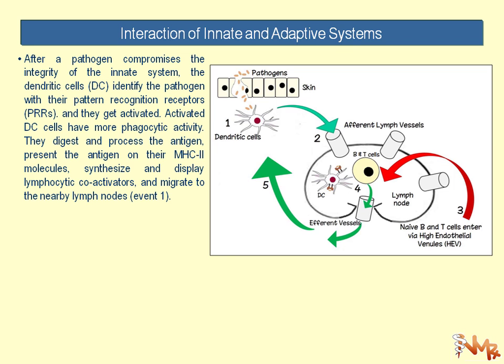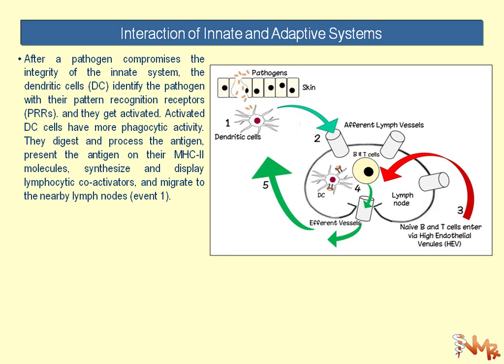So after a pathogen compromises the integrity of the innate system, the dendritic cells or macrophages, but mostly dendritic cells, identify the pathogen with their pattern recognition receptors, PRRs, and then they get activated. Activated dendritic cells, DC cells, have more phagocytic activity than non-activated ones. What do they do? They digest and process the antigen and then present the antigen on their MHC2 molecules.